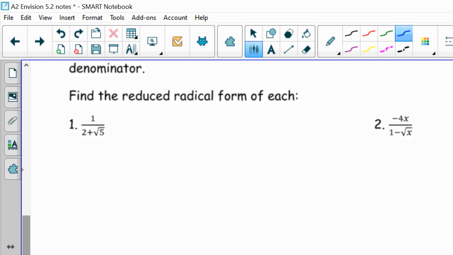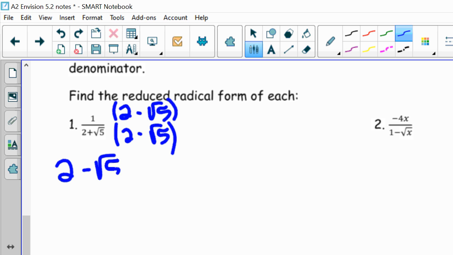1 over 2 plus the square root of 5. I need to get rid of that 2 plus the square root of 5, so the conjugate is 2 minus the square root of 5. So I'm going to multiply top and bottom by 2 minus the square root of 5. So on top, I have 2 minus the square root of 5, right?